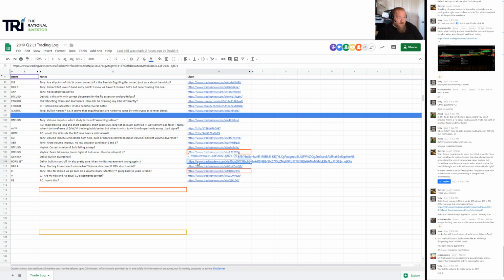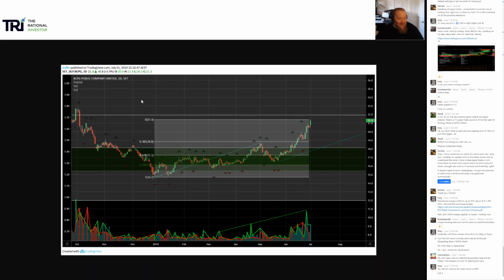Bulls in control. I'm pretty sure I drew my fib retracement wrong again. Let's take a look. So price came from here to here. No, the fib retracement's good.